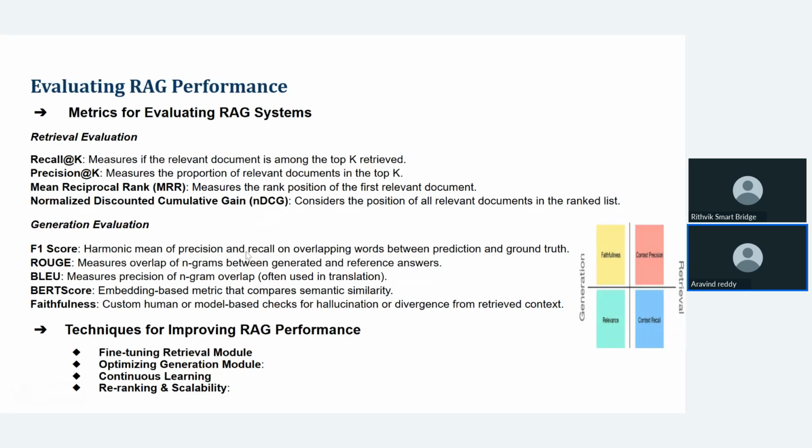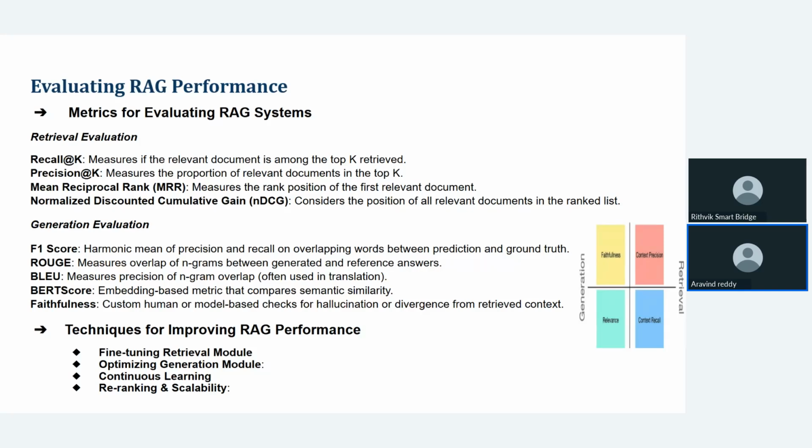For checking the generator evaluation, we go for F1 score, BERT score, and BLEU. With these we get the result of how the RAG is performing. To overcome an error, what do we need to follow? Fine-tuning means we give some more extra relevant information for the model to learn.